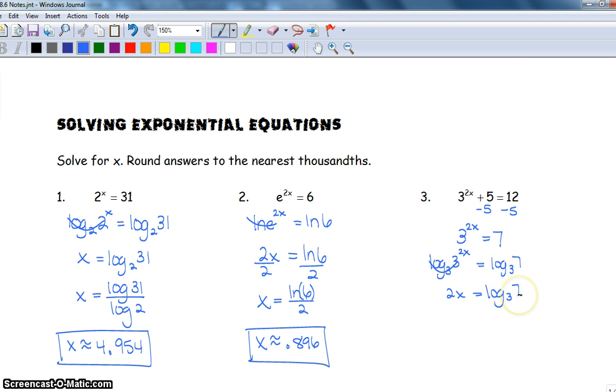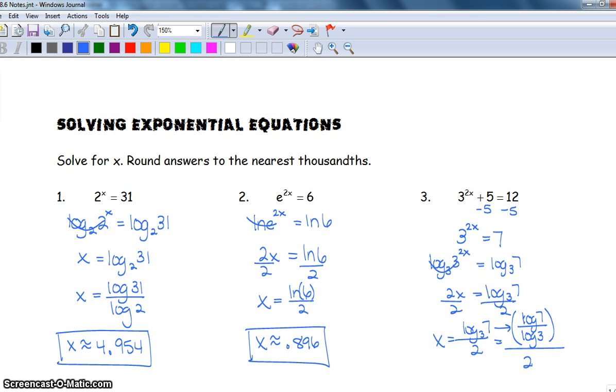This is where things are going to get a little tricky. We would divide by 2. And it looks easy enough here, but entering this into our calculator is going to get a little more difficult. Because we know to put this in our calculator, we have to have the log of 7 divided by the log of 3. But we're taking that entire piece and dividing it by 2.